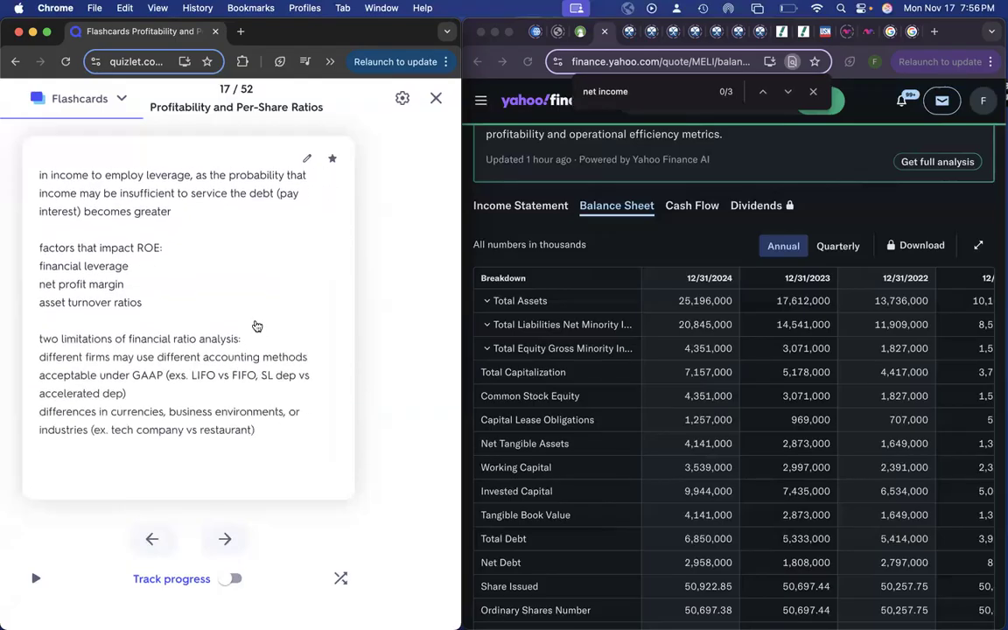about. Two limitations of financial ratio analysis: different firms may use different accounting methods acceptable under GAAP, like Mercado Libre could use LIFO and Google could use FIFO. Or Mercado Libre could use straight line depreciation, and Google could use accelerated depreciation. Or another limitation is differences in currencies, business environments, or industries. Google is an American-owned company. Mercado Libre is not. So these dollar amounts are converted from somewhere.